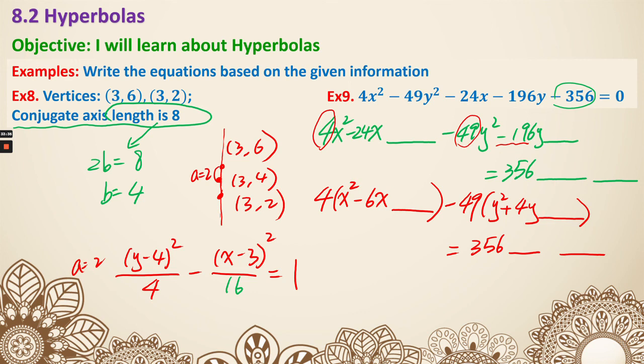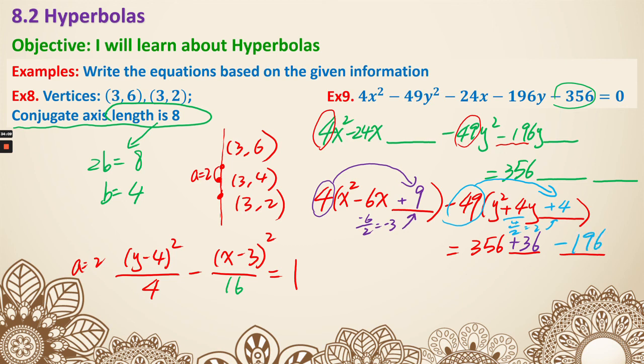Now let's figure out what's going to be in the spaces. Negative 6 over 2 is a negative 3, and squared it is going to be a 9. However, when we want to balance it on the right side, it's going to be a 4 and a 9 together. So it's going to be a plus 36. Next, it's a 4. So 4 divided by 2 is a 2. Squared it is going to be a plus 4. However, in order to balance it on the right side, it's a negative 49 multiplied with a 4. This is going to be a minus 196 on the right side.